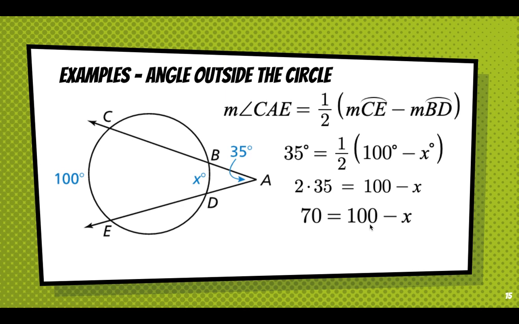Okay, I'm going to subtract the 70. Then add the x. So x equals 30. Go back and look at your answer in the diagram and see if it makes sense. If this is 100 degrees, could this be about 30 degrees? Yeah, that's about 1/3 of that, right? Not exactly 1/3, but you know.